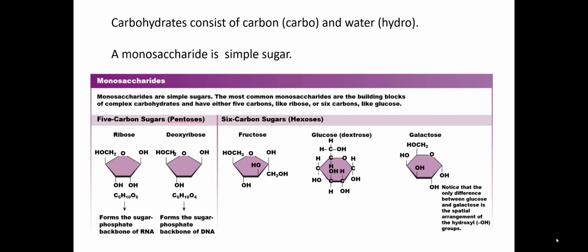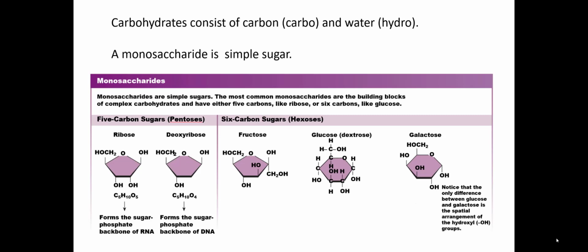Another very important biological molecule, or class of biological molecules, is the carbohydrates. Carbohydrates consist of carbon, carbo, and water, hydro. A monosaccharide is a simple sugar. Monosaccharides are found everywhere. For example, we have 5 carbon sugars, or pentoses. An example would be ribose.